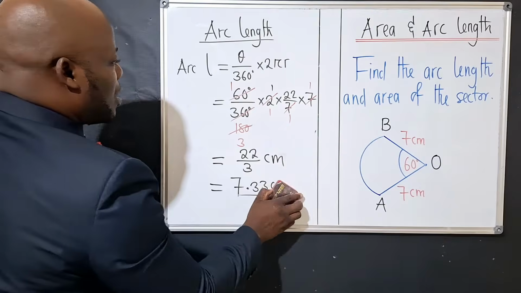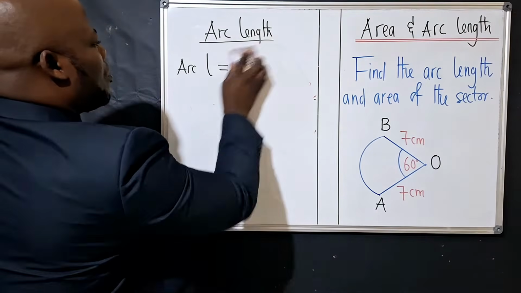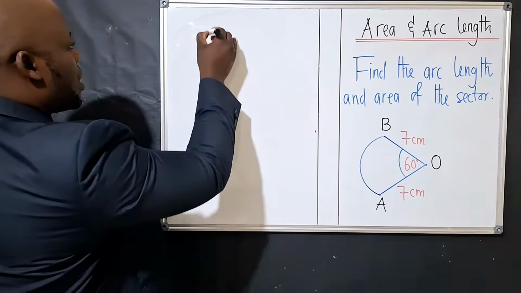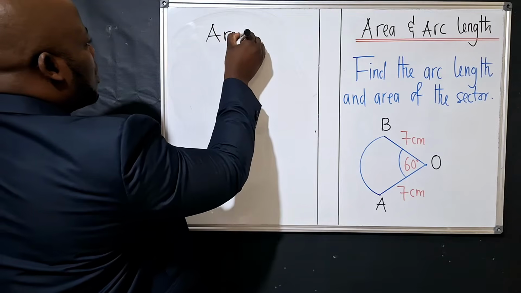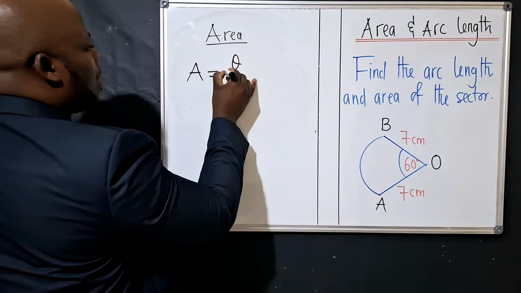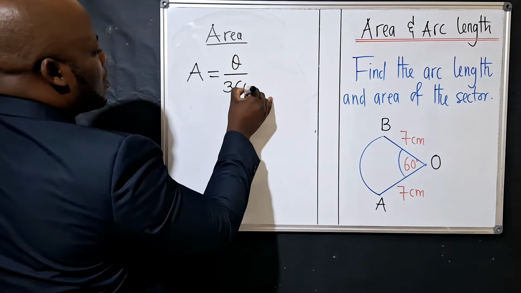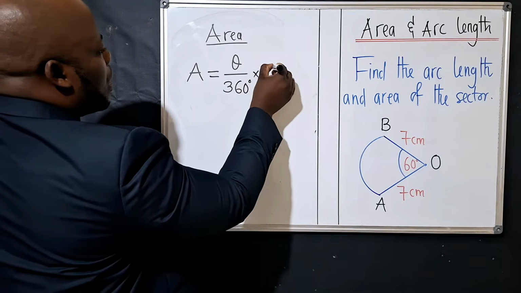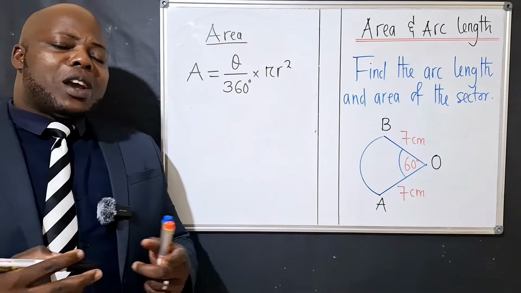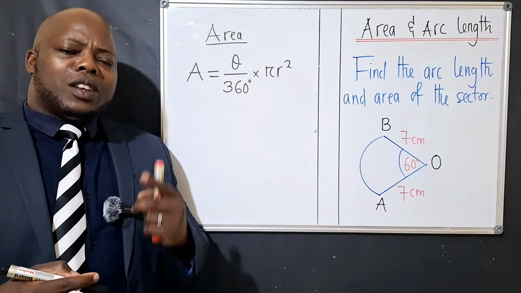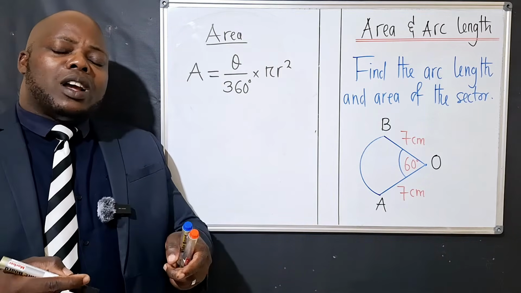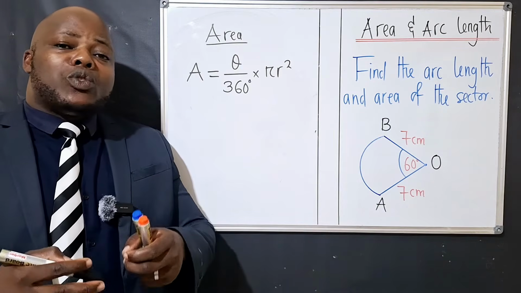So for the area of a sector, let me clean up. All right, so for the next question, which is area, we shall say the area of a sector is equal to theta over 360 degrees times pi r squared. Please don't mind very much where the pi is coming from. Keep it in your mind that the value of pi is 22 over 7 in paper 1, and in paper 2 it's 3.142.